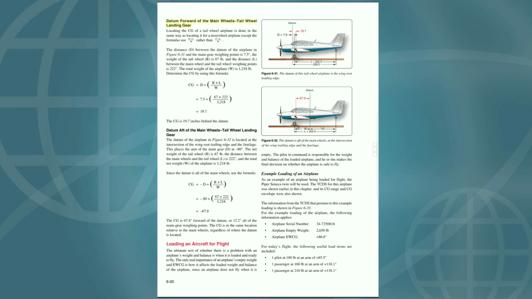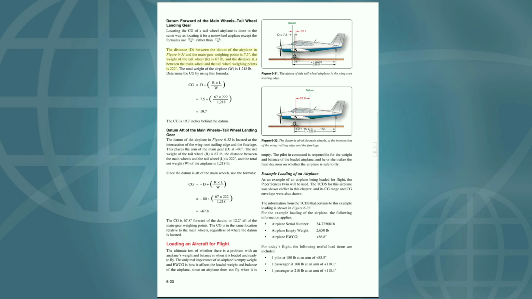Datum forward of the main wheel's tailwheel landing gear. Locating the CG of a tailwheel airplane is done in the same way as locating it for a nose-wheel airplane, except the R times L formulas use W rather than W. The distance, D, between the datum of the airplane in figure 6-31 and the main gear weighing points is 7.5.